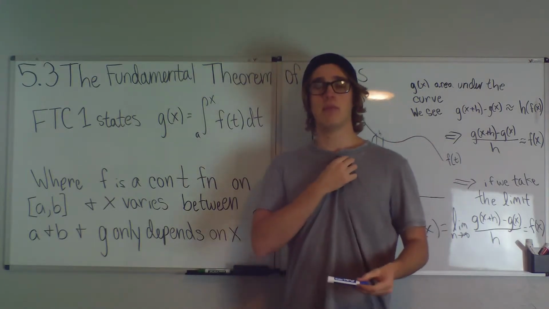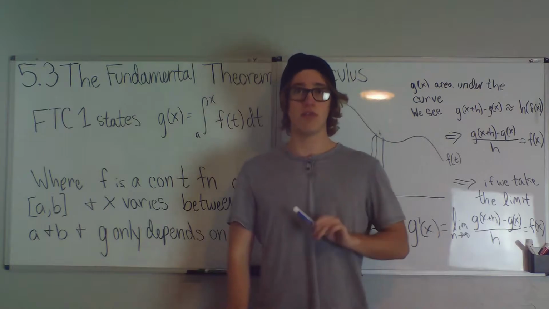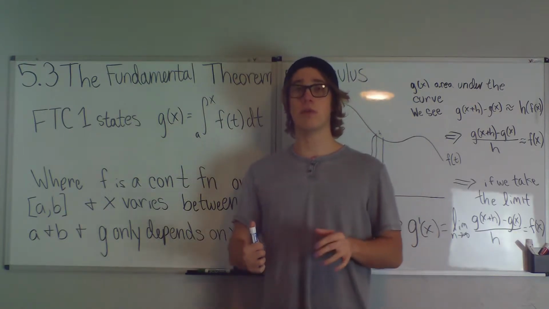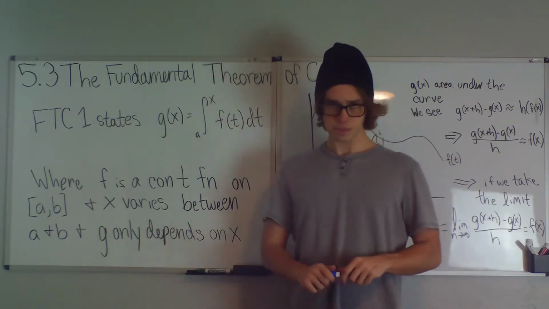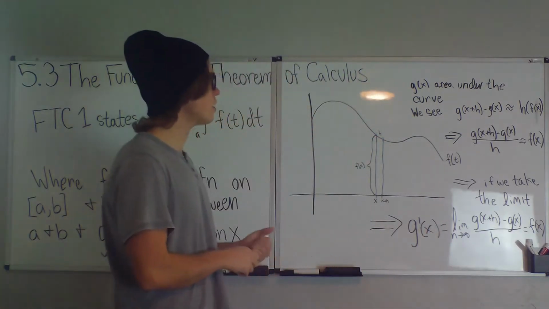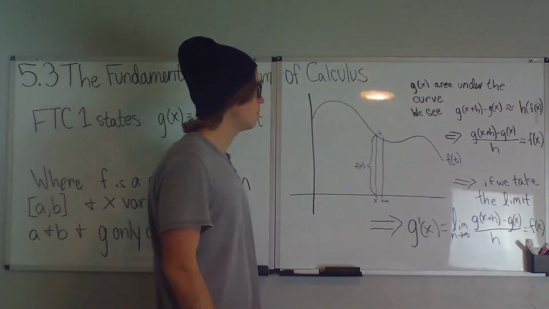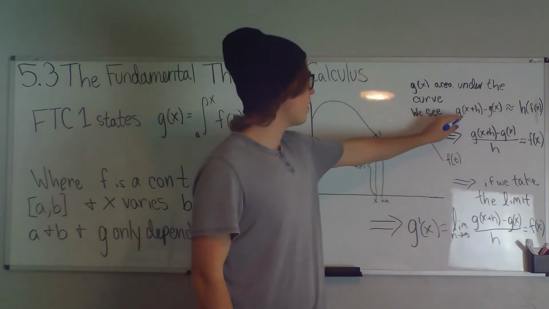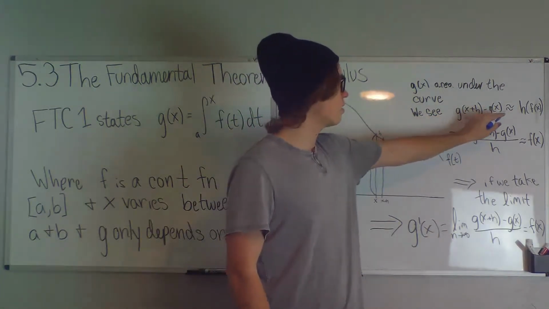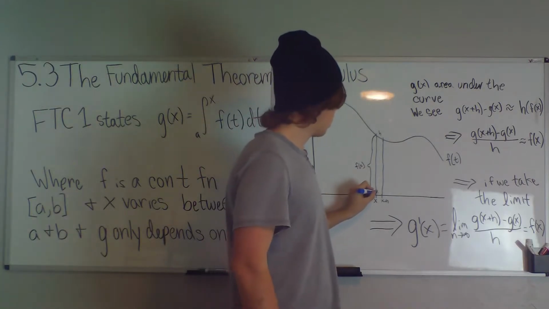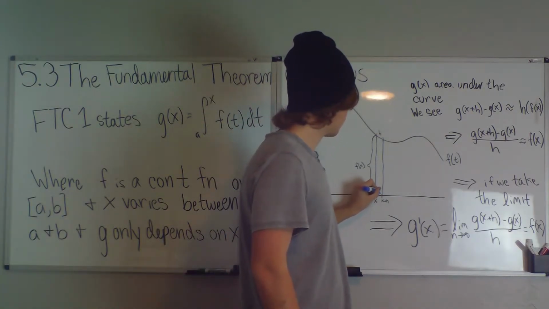Well, what does that mean? That means x is in between the interval a to b and the function g of x only deals with input values from x, right? So let's kind of look at this. Let's say our g of x is the area under the curve. Well, we see that g of x plus h minus g of x is approximately h times f of x. Well, what is that? Well, this is just this area right here, right?